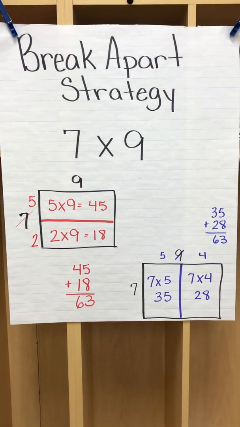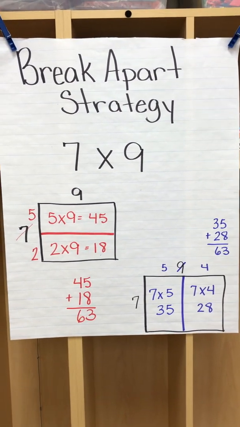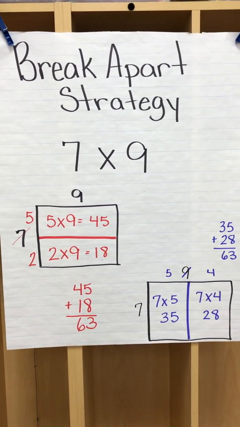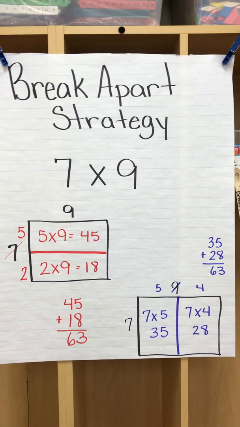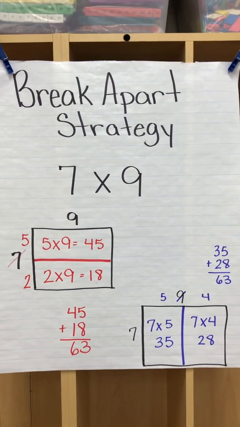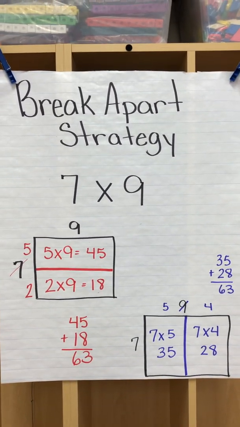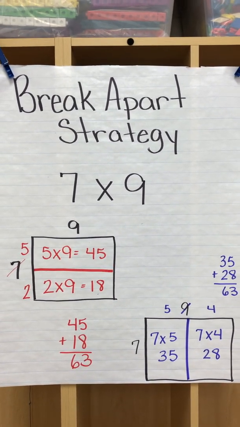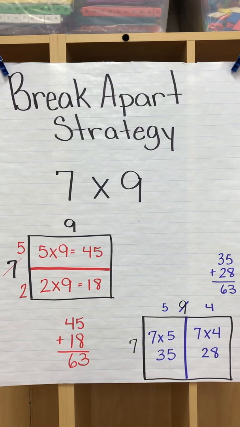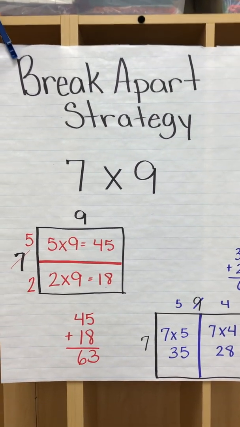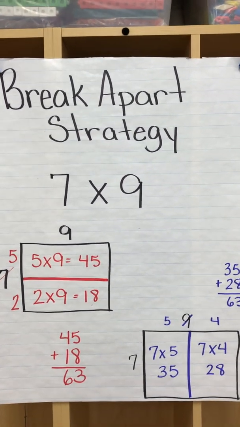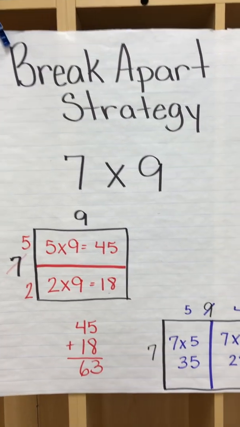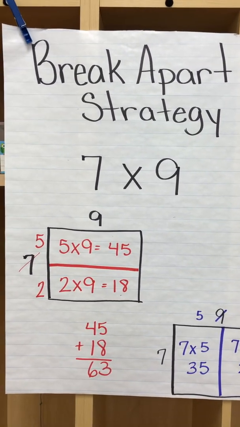This next strategy is a lot like the doubling strategy. In fact, it's just like the doubling strategy, except maybe both of your factors are odd, because we talked about with the doubling strategy, you have to have an even factor so that you can split it in half. And so the break apart strategy really shows us that we can break that room apart however we want to. So if I have the problem 7 times 9, now we all know at this point that we have a really cool trick for times 9, but maybe we have forgotten that trick.